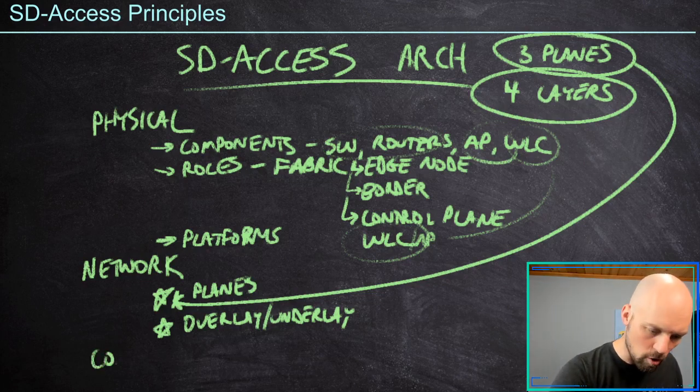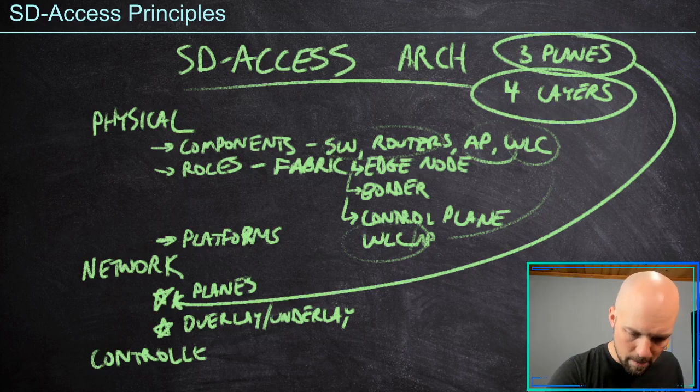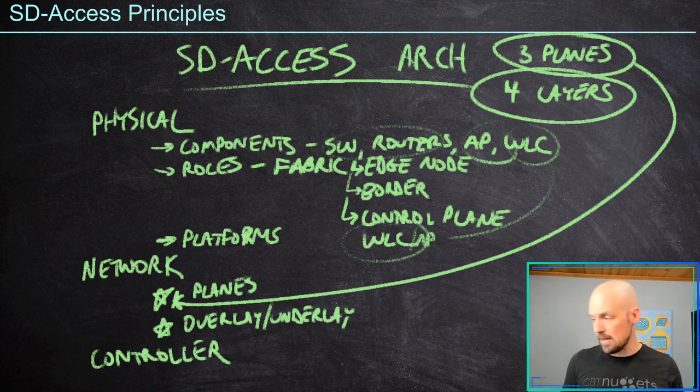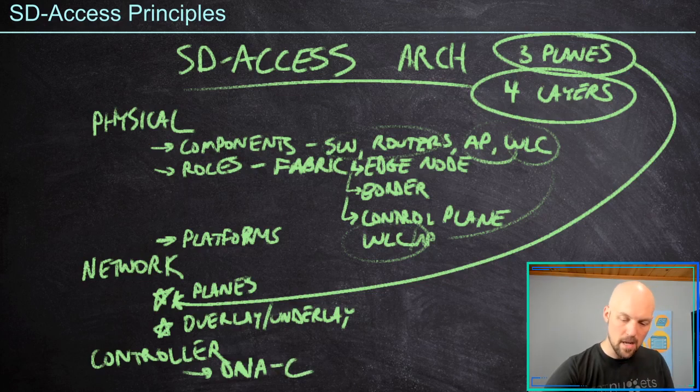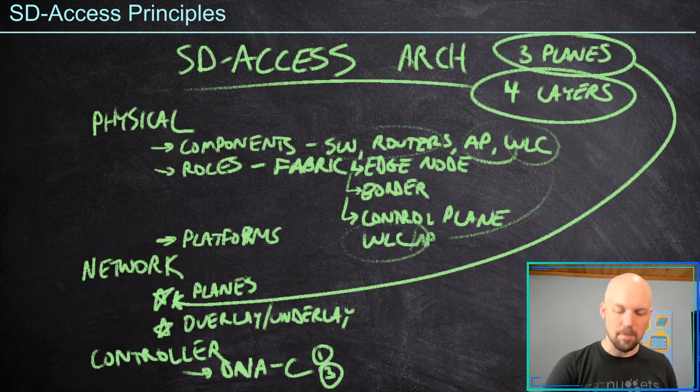All right, next we have the controller layer. The controller layer basically tells us that we have controllers. There's not a lot to this layer. It's really just understanding that we have, first of all, DNA Center. That can be a standalone server. It can be clustered into a group of three. But at the time of my recording this, it's physical only. Now, if you do some Google searching, you can find people who have virtualized DNA Center. It's out there, people like to talk about it. But as far as officially from Cisco, supported by Cisco and supported by TAC, the only option is a physical DNA Center controller at this point.